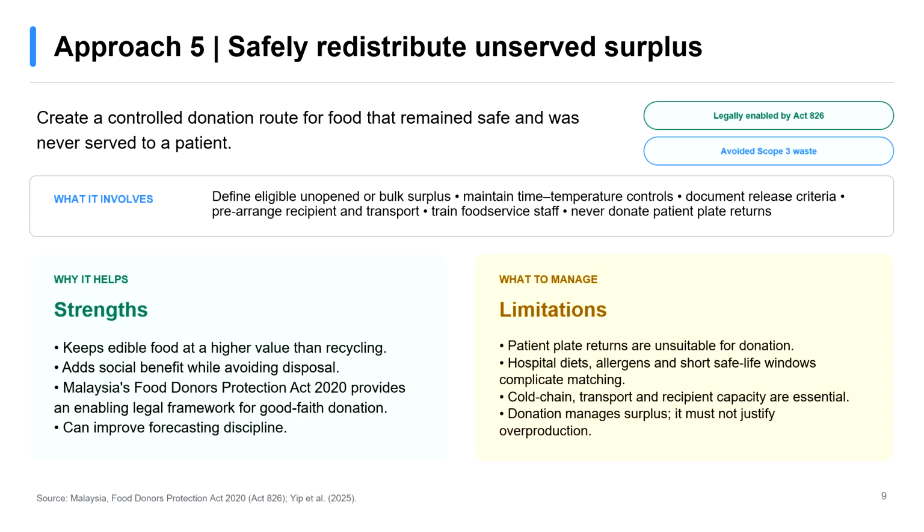Redistribution is useful only for safe food that was never served to a patient. The hospital needs written eligibility rules, time temperature records, allergen information, traceability, recipient capacity, and a reliable transport arrangement. Plate returns are excluded. The Malaysia Food Donor Protection Act provides conditional protection for good faith food donation, but operational controls remain essential. Donation is not included in a numerical scenario because no separate quantity of eligible unserved surplus was provided. During the pilot, the hospital should measure this stream separately so it can later be modeled without mixing it with plate waste.